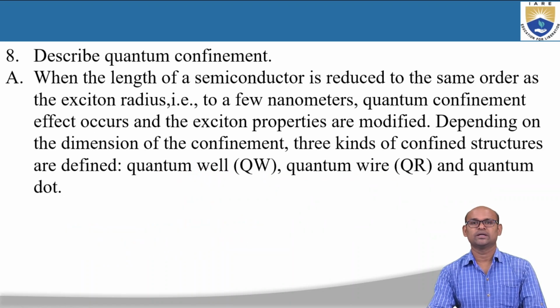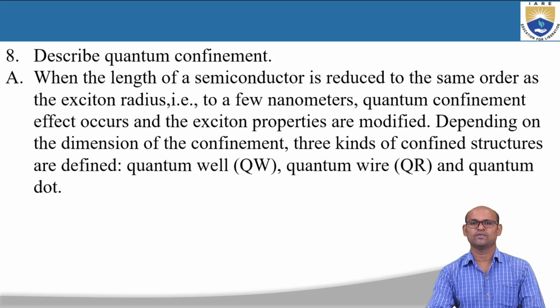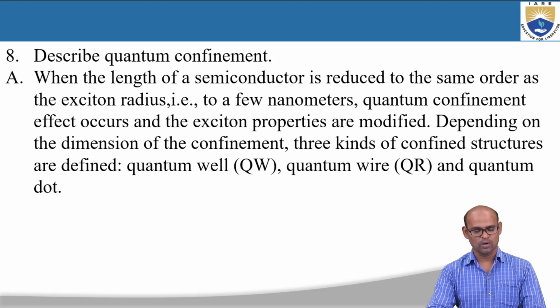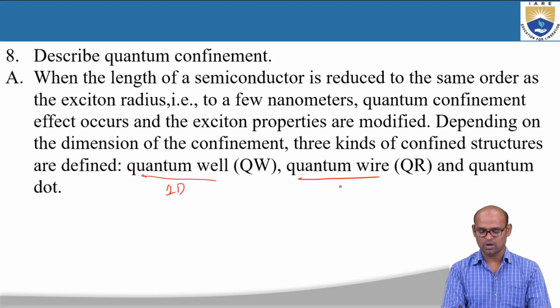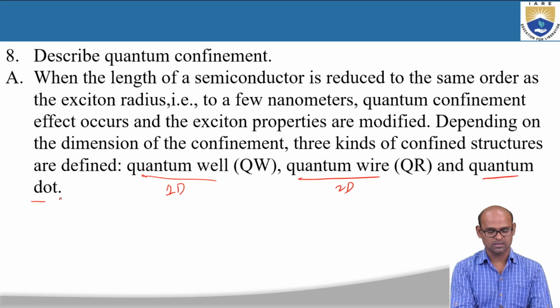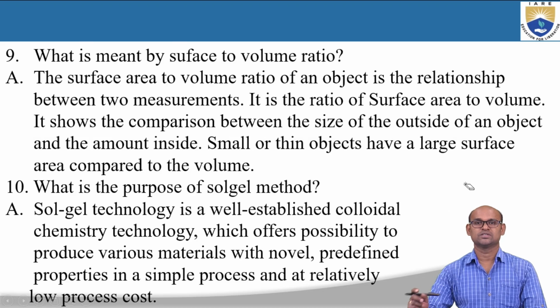Describe quantum confinement. When the length of a semiconductor is reduced to the same order as the exciton radius, to a few nanometers, the quantum confinement effect occurs and the exciton properties are modified. Depending on the dimension of the confinement, 3 kinds of confined structures are defined: quantum well, quantum wire, and quantum dot. So, quantum well is one dimension, quantum wire is 2 dimension, and quantum dot is a 3-dimension structure. So, that is quantum confinement in 1 dimension, 2 dimensions, and 3 dimensions.